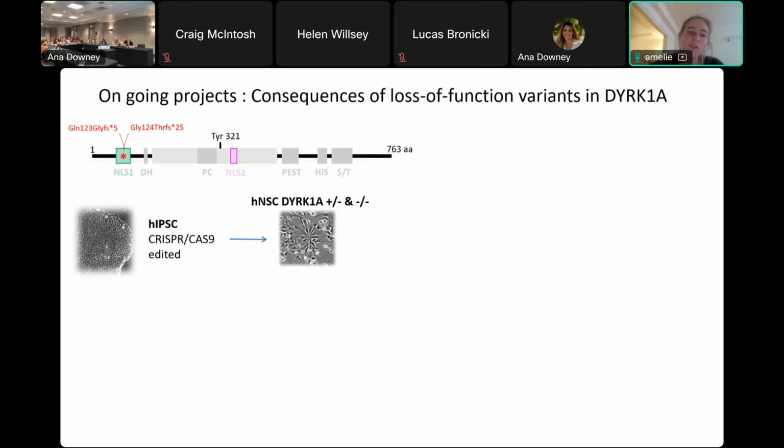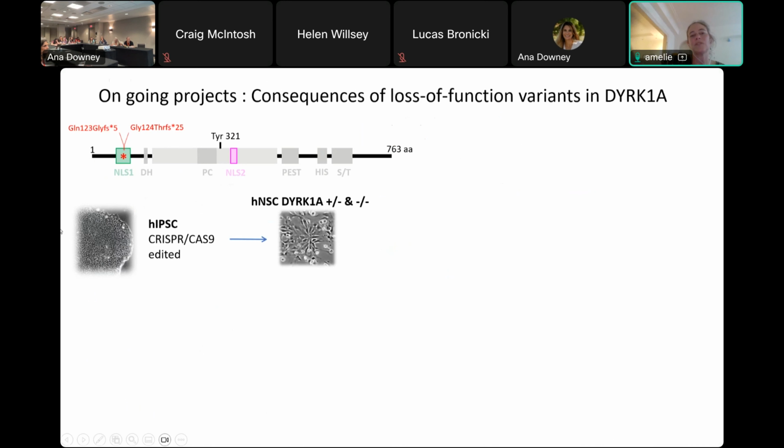So what we are doing now, because the problem of this inactivation is that it was a transient and heterogeneous inactivation, we are not able to really control which cell will have DYRK1A totally inactivated and which one will not be so inactivated. And also, because it's transient, we cannot really continue the inactivation in time.